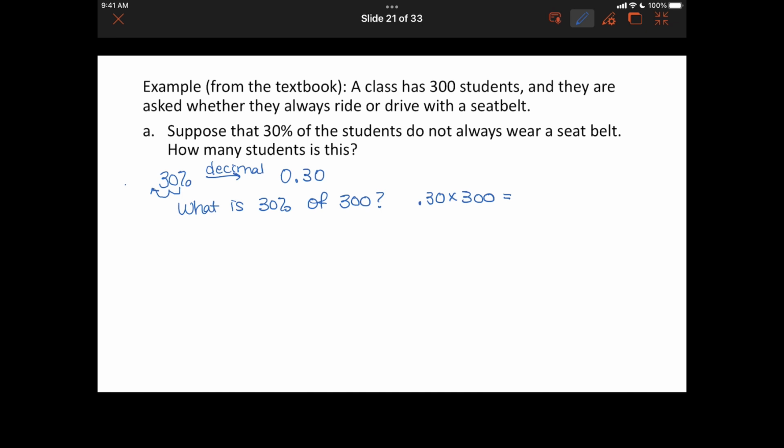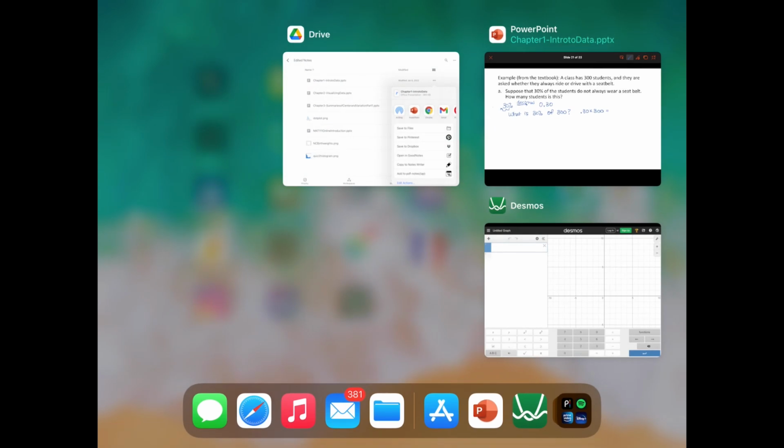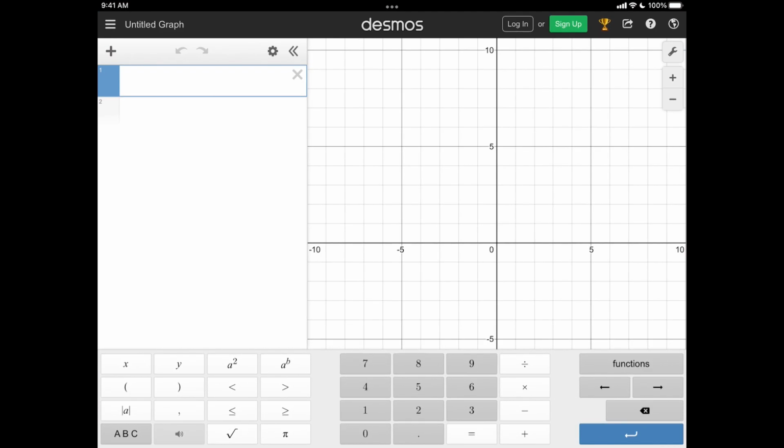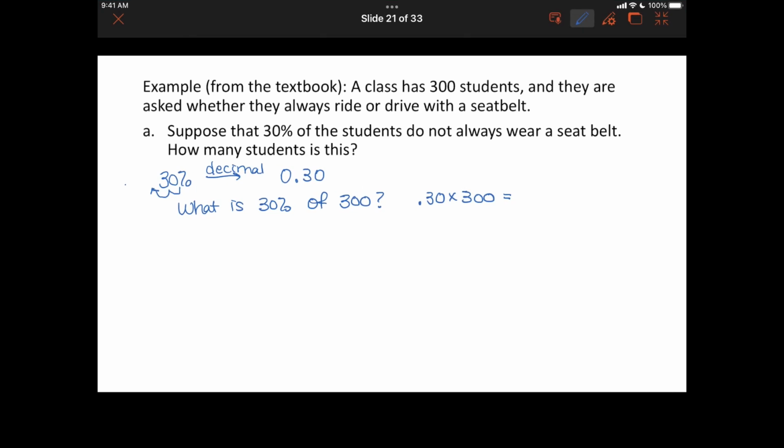So I'm going to pull out my calculator. You can go to desmos.com. Remember, you're allowed to use that calculator. And I'm going to type in 0.3 times 300, and I get 90. So 30% of 300 was 90. So 90 students do not always wear a seatbelt.